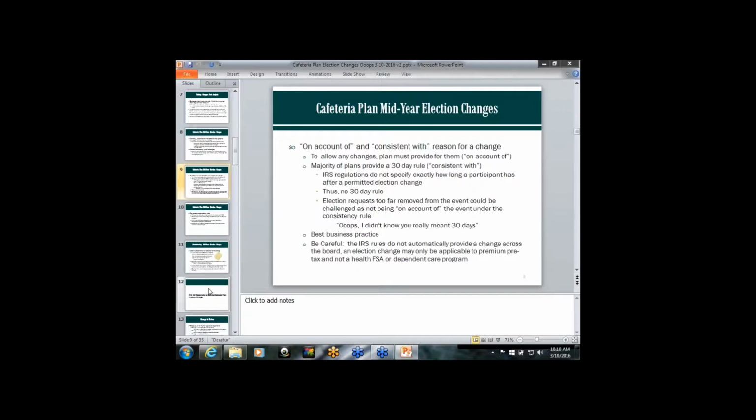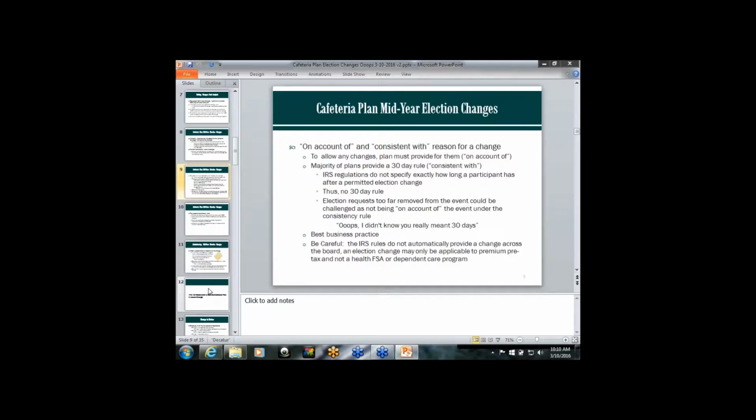But the next element, this consistent with, gets to be a little bit harder, and it's a little bit more gray area. When we talk about consistent with, we mean, does the change that they're requesting correspond with the reason why they're asking for it? Again, the on account of.